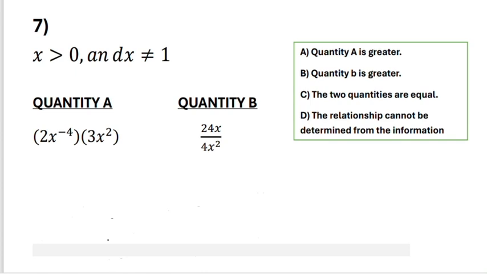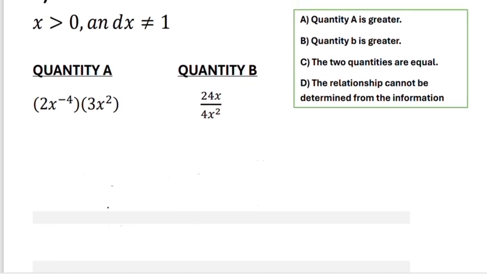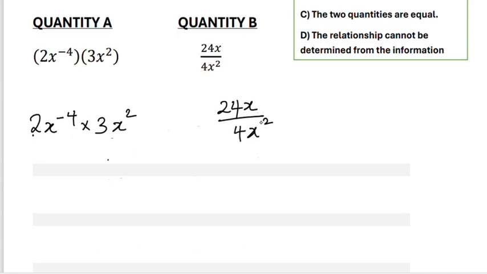So for question 7, we are given that x is greater than 0 and x is not equal to 1. So how do we do this? We immediately look at point A and point B, and we can jump in by rewriting them. So we have 2x to the power of -4 times 3 to the power of x squared, and to the right we have 24x over 4x squared. So this is 2 times 3, this is 6, x to the power of -4, then plus 2, this is indices. We're trying to find the relationship between the two of them, and here we can divide both sides.